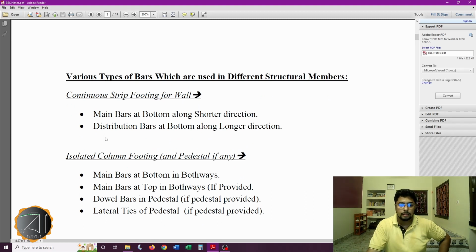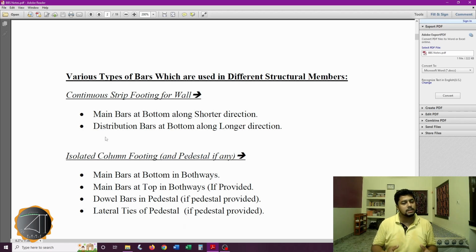Main bars at the bottom in both ways for the footing itself, and main bars at top in both ways. So in taller buildings, if reinforcement on both the faces is provided, it may or may not come in isolated footing; it will depend upon the design. Dowel bars in pedestal, if pedestal is provided. If pedestal is not provided, then dowel bars are of no use. Directly the bars of the columns are cast along the footing. And lateral ties of the pedestal, if pedestal is provided only, then it arises.